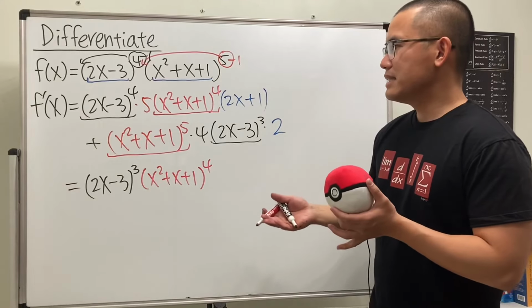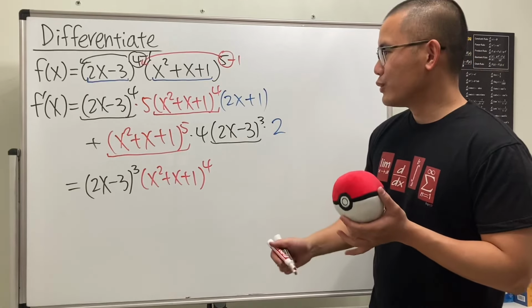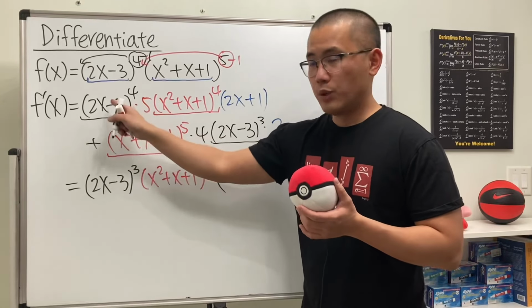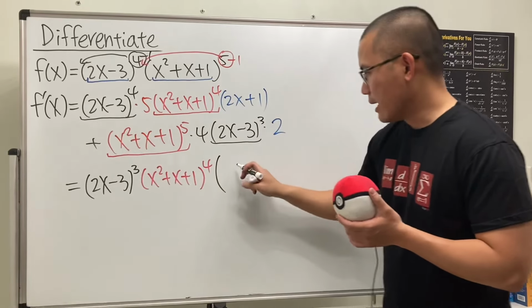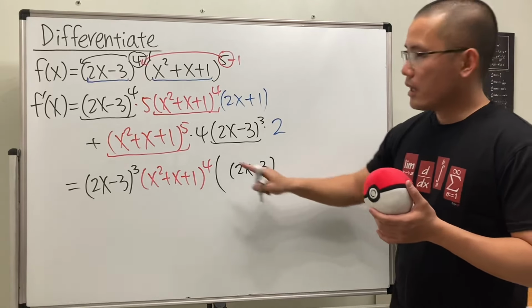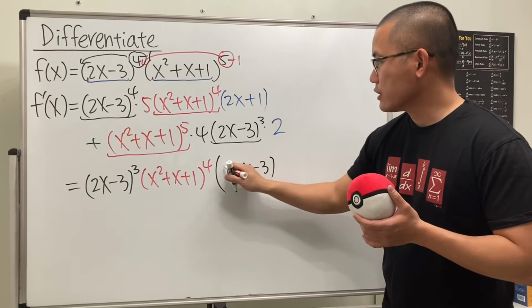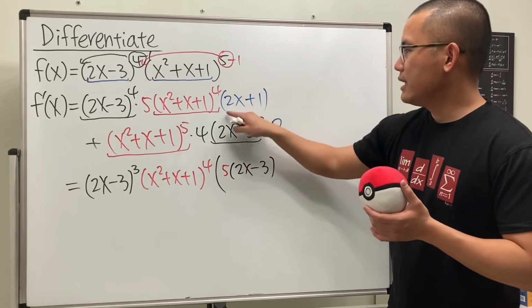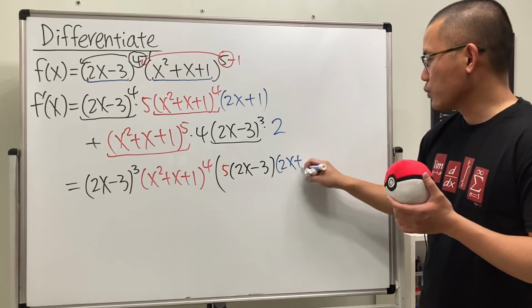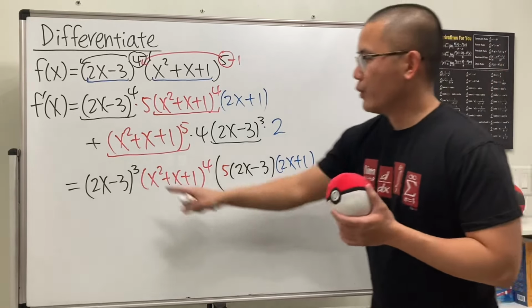Other than that, that's it, huh? So I'm just going to write down the rest in a big parentheses. Remember, we took out 3, so right here we have one more factor. So we'll write down parentheses 2x minus 3 to the first power. And then here we have the 5, so I'll just put it down in the front. And then here we have this factor, so I will still keep in blue, which is 2x plus 1. And then we add.